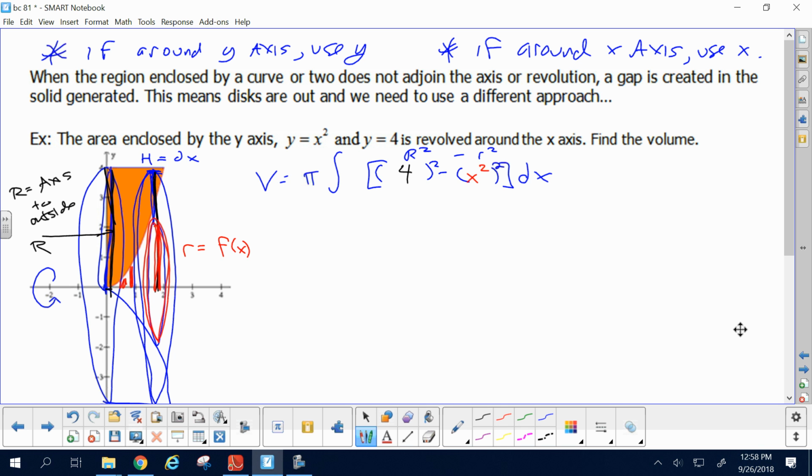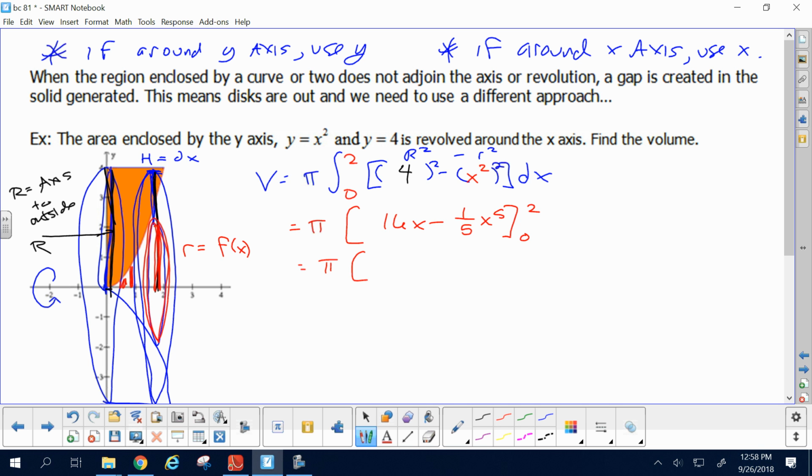Are the limits 0 to 4 or 0 to 2? What's the variable of integration? X. What's the region of x? 0 to 2. All right. Now, let's integrate, shall we? What's the antiderivative of 16? 16x. What's the antiderivative of x to the 4th? 1/5 x to the 5th, from 0 to 2.